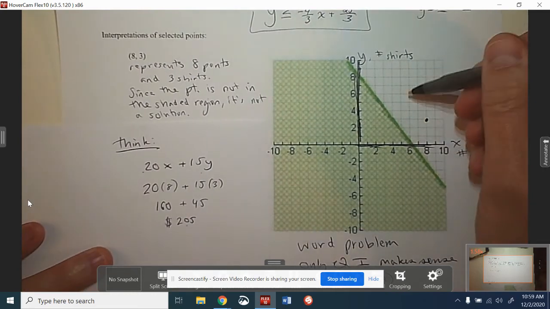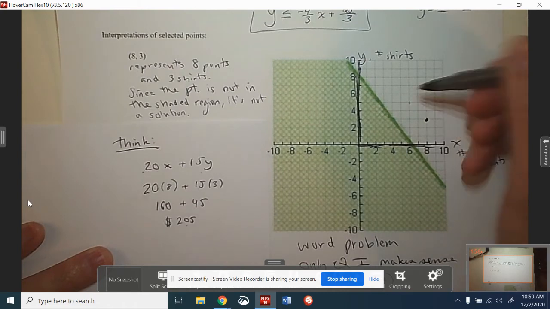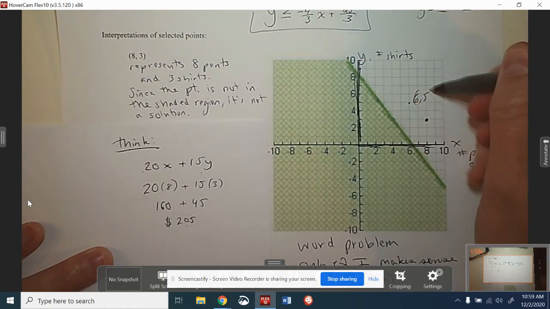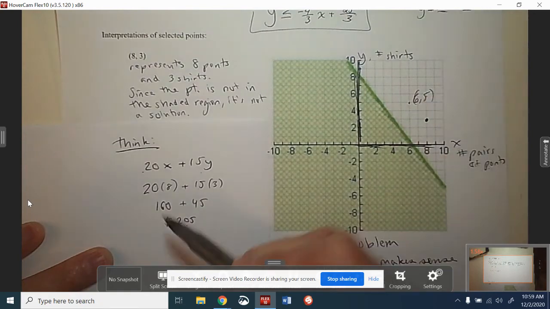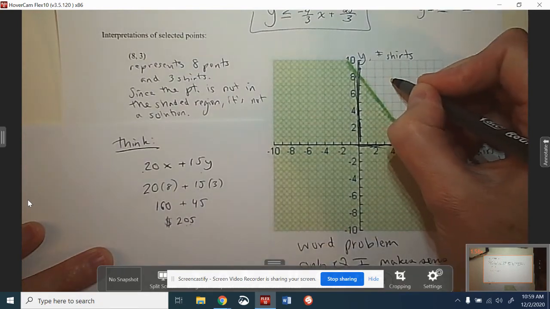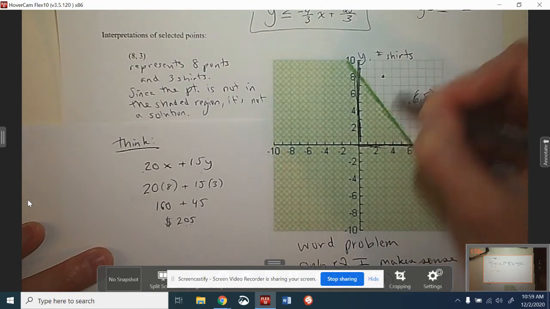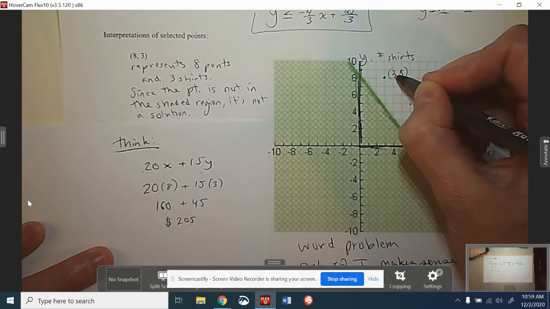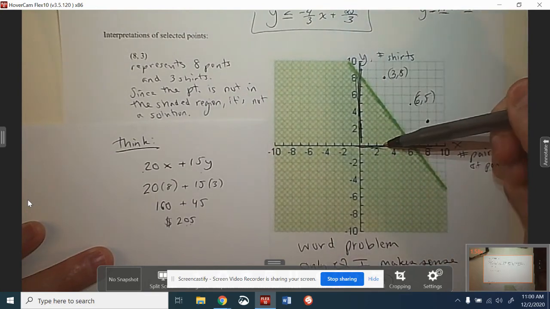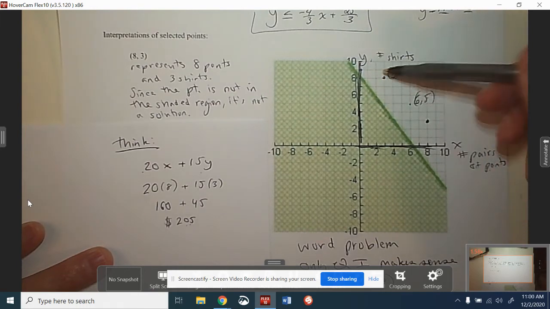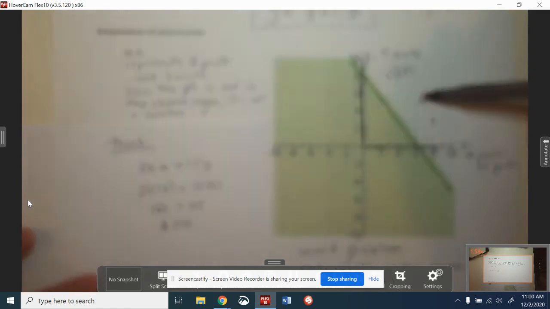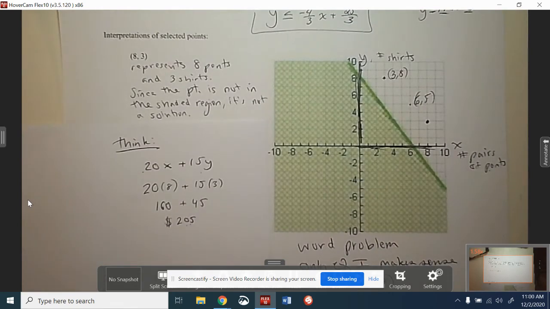So that's what this point means. If we were to look at this point, this is 6,5. This would represent 6 pairs of pants and 5 shirts. We can't afford that either. It would add up to too much money. All right. And this point here is 3,8. Okay. 3,8 would be 3 pairs of pants and 8 shirts. We can't afford that either because it's not in the shaded part. So anything out here that's not in the shaded part is just going to be too expensive for us.